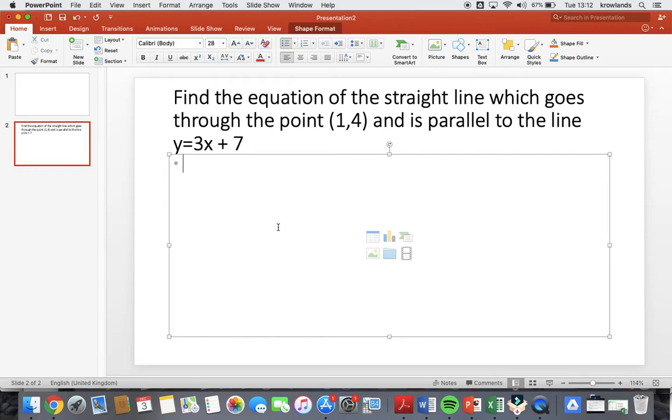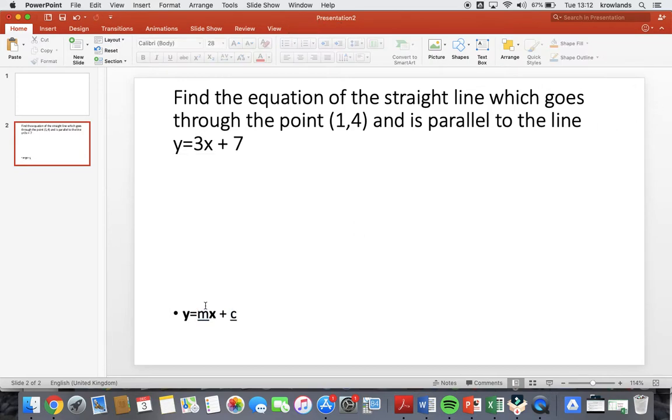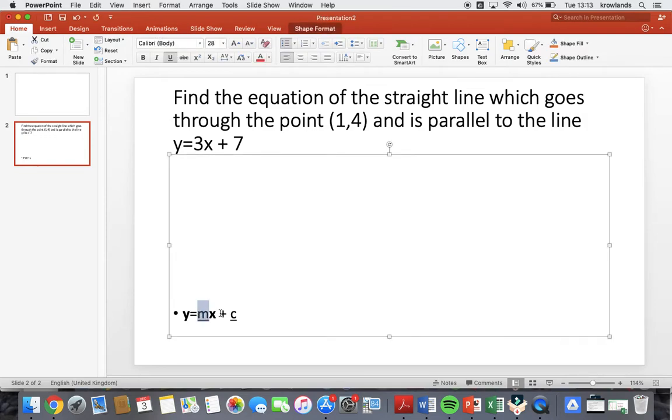Eventually we want to get to an answer which is going to be the following. y = mx + c. y and x are always left in the equation and they must be lowercase. So all we need to do is calculate the m and calculate the c. So we need to do one step for the m and one step for the c.